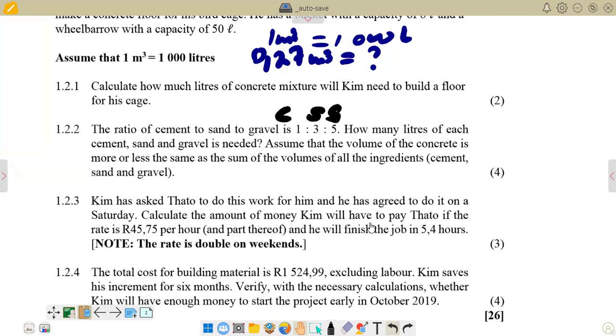We have to pay Tatu if the rate is 45 rand 75 cents per hour, and in brackets is in part thereof, and we will finish the job in 5.4 hours. And in brackets, note the rate is double on weekends. So obviously the rate is going to be double 45 rand 75 cents. So you're going to multiply by 2.